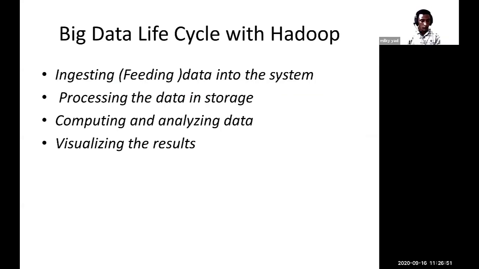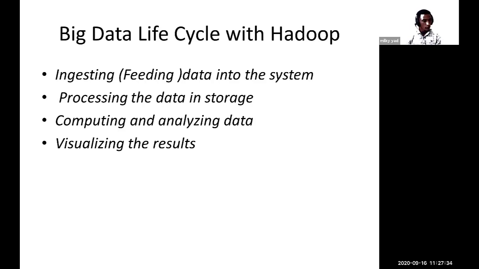So the last topic for today's class is the big data processing life cycle with Hadoop. Hadoop is open source software which can manage big data or large data. There are four steps in the life cycle of big data processing. The first one is data inputting, or feeding data into the system. So the first step in big data processing is inserting or feeding data into a computer system using this software.